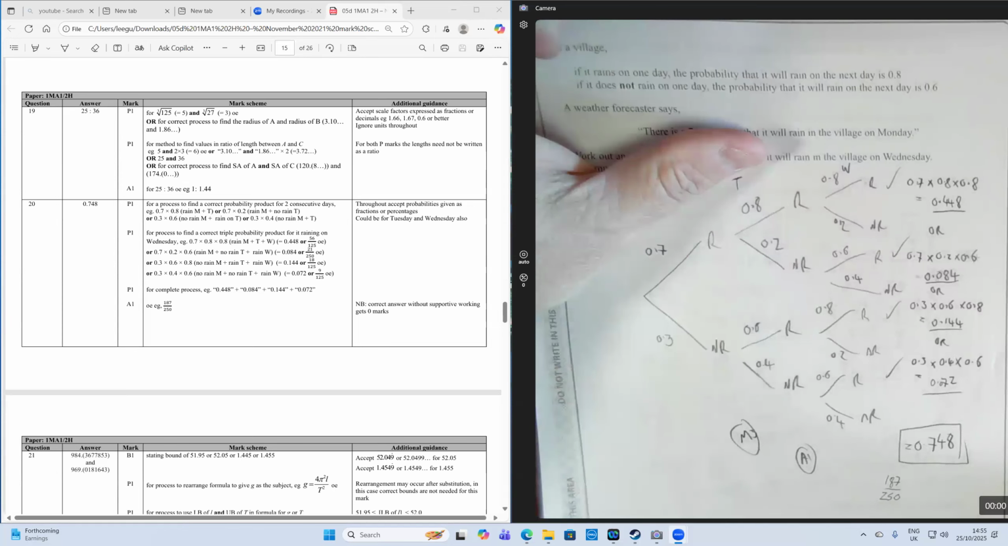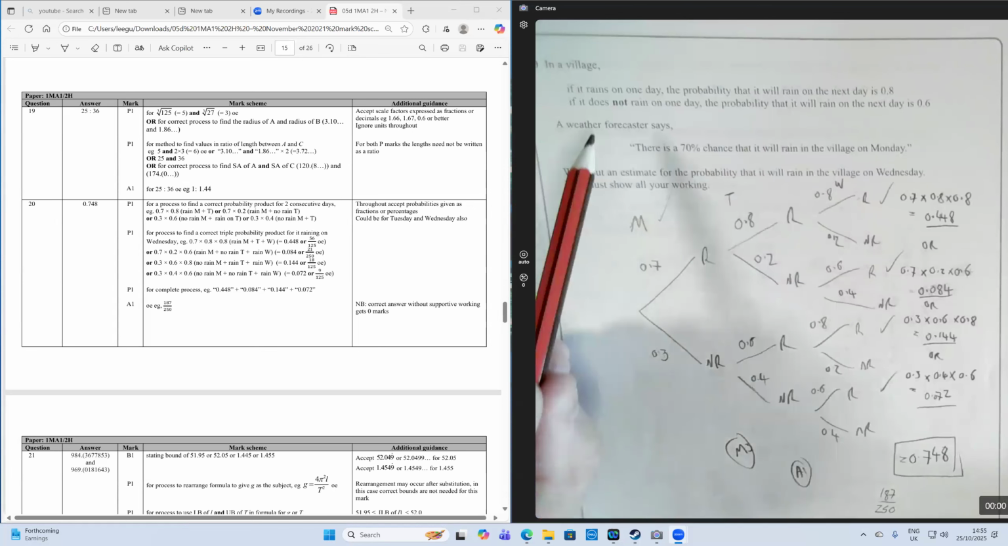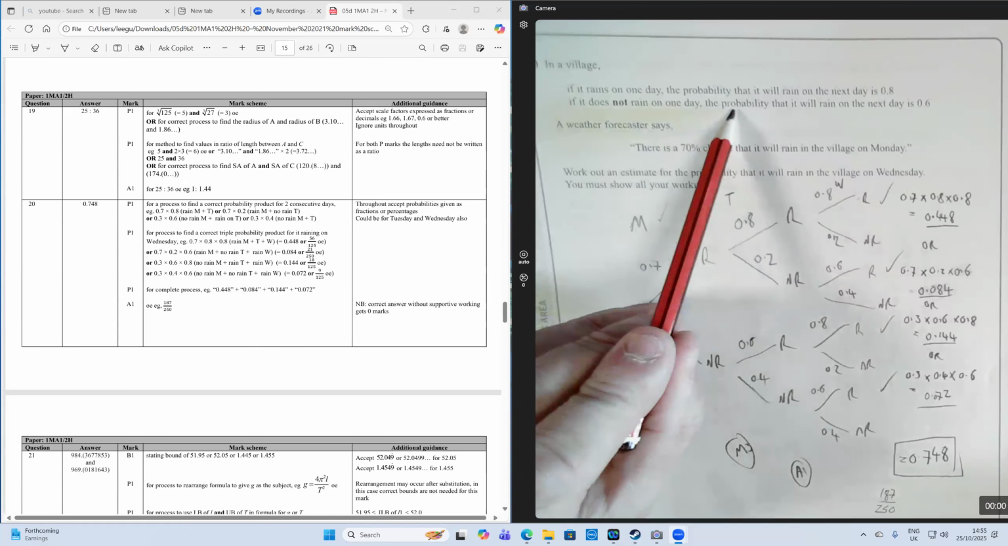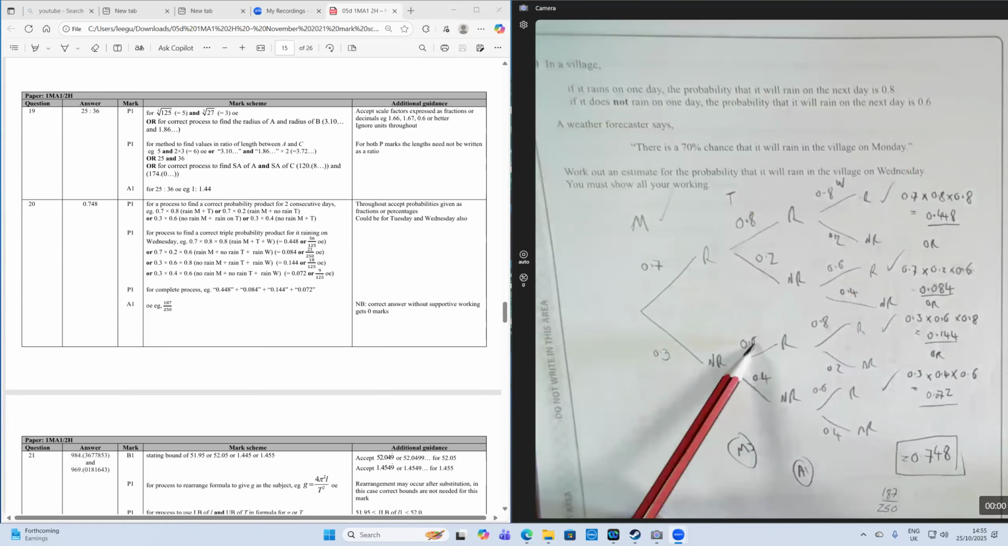Let's turn our attention to what if it didn't rain on Monday? Well, if it does not rain on one day, the probability that it will rain on the next day is 0.6. So no rain on Monday means there's a 0.6 chance of rain on Tuesday and a 0.4 chance that it doesn't.